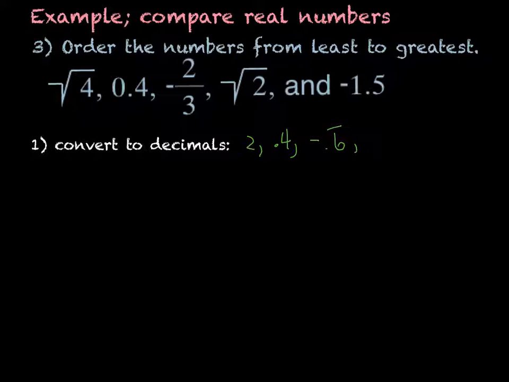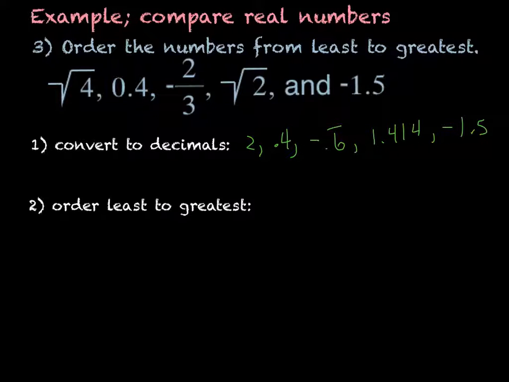The square root of 2, if you type that into the calculator, what you would get would be 1.414. Alright, so the next one is negative 1.5, which is just negative 1.5. So now they're all written as decimals, so now it's easier to see what goes where. So the next thing we're going to do is rearrange the numbers from least to greatest.